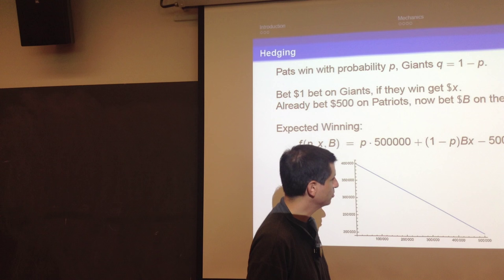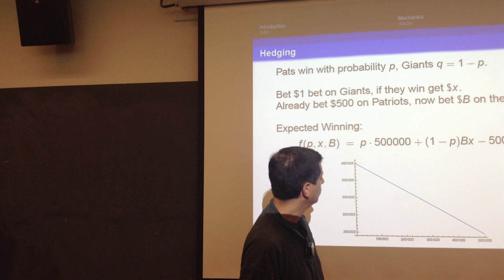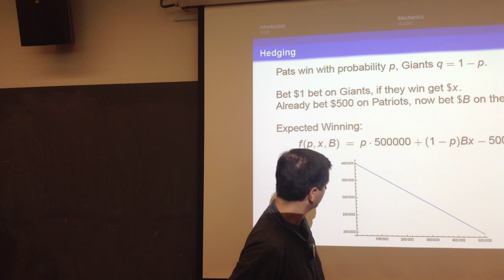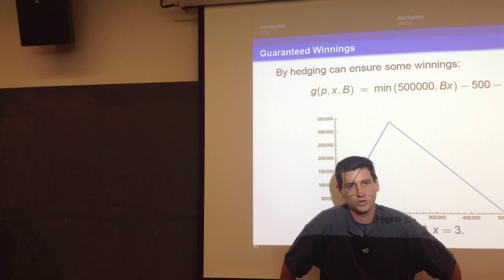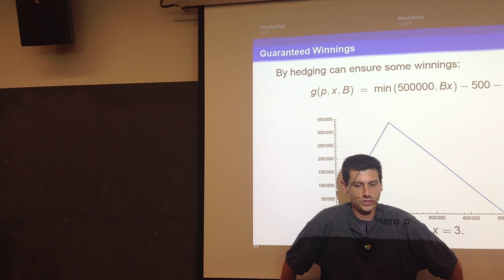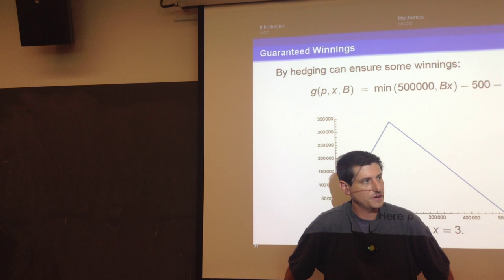All right, so now we want to vary different quantities. Is it surprising? Well, I'll go to the next page. I'm going to skip a little bit ahead. So by hedging, I want to just concentrate on this formula. You can ensure some winnings. So what we're going to do now is assume P equals 0.8, and X equals 3. I'm going to place a bet of B dollars on the Giants.